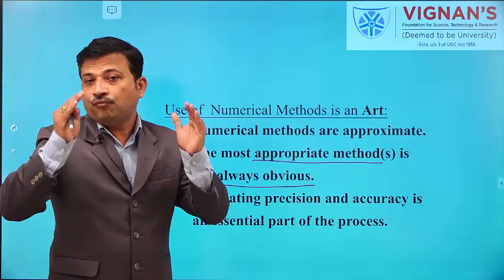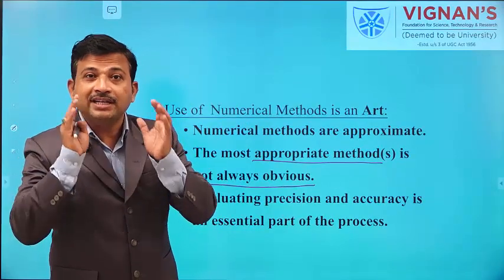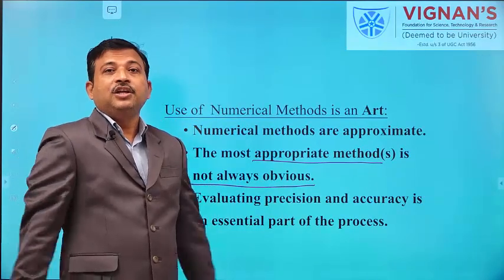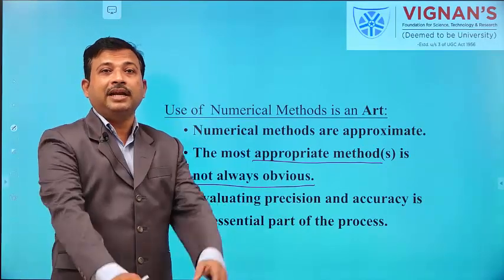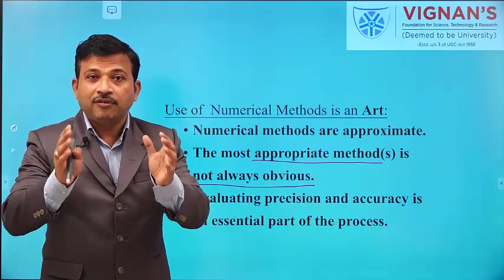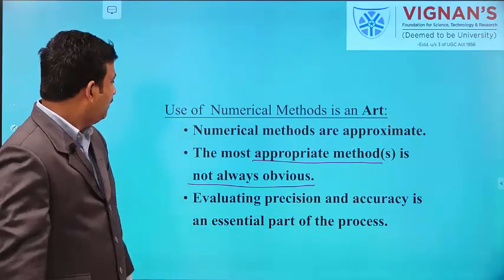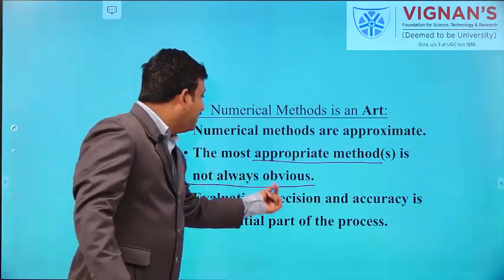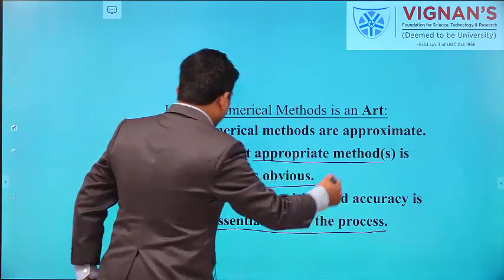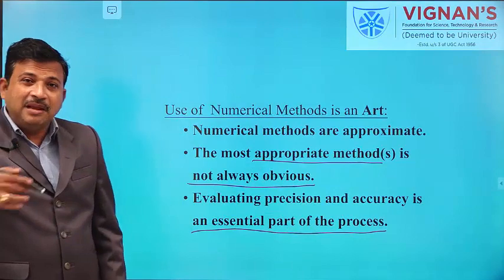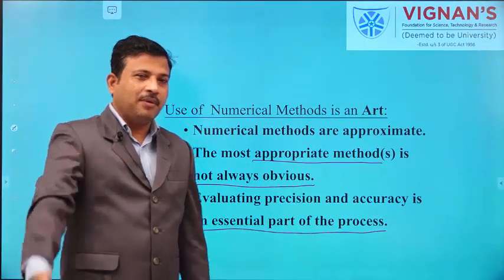So we need to fix our boundary to get a solution for a particular thing. If you search for a solution throughout the world, you may not get it, right? So our boundary is a very, very important thing to solve a particular problem. Evaluating precision and accuracy is an essential part of our process, right? How many times are you going to repeat a particular problem?